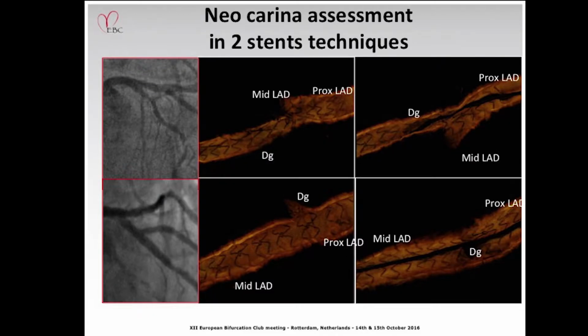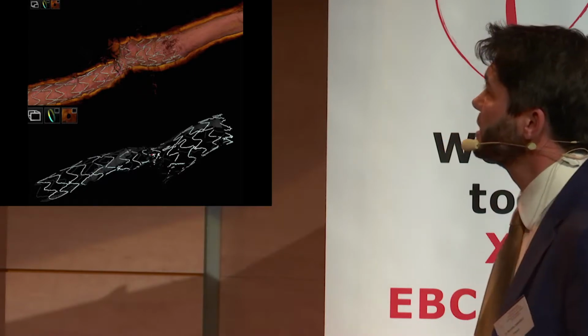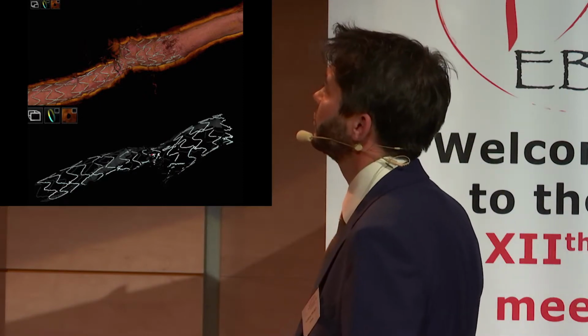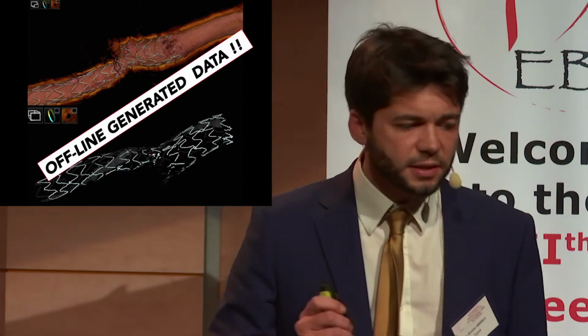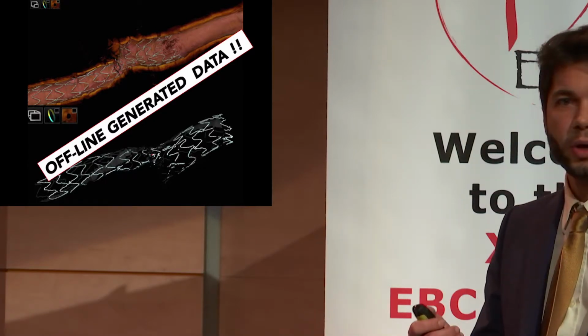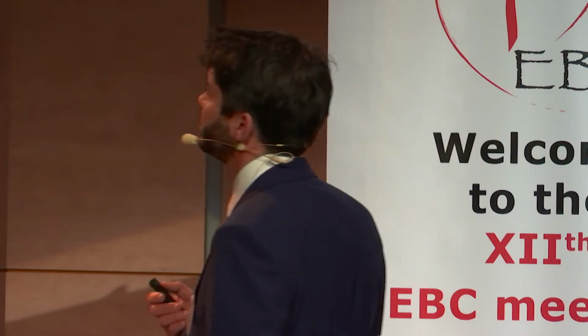And finally, I think that OCT is also a very promising solution for the two-stent techniques in order to assess the neocarina and the struts apposition, the struts coverage, the side branch ostium. Once again, it's better to do it with the new generation of 3D OCT, as you can see here, and we see that after this reverse TAP, we get a very good result. But if I have to be honest, I should admit that most of the data that I presented were done with offline generated software.